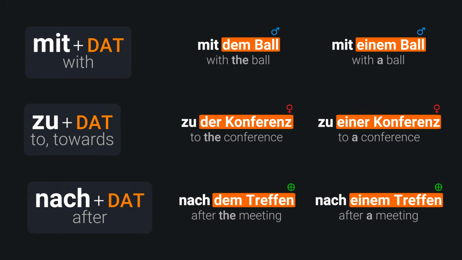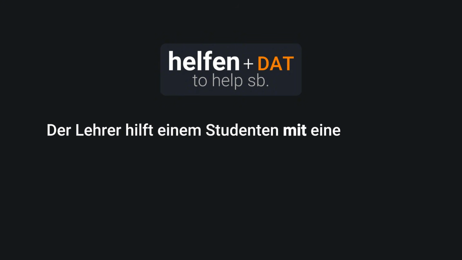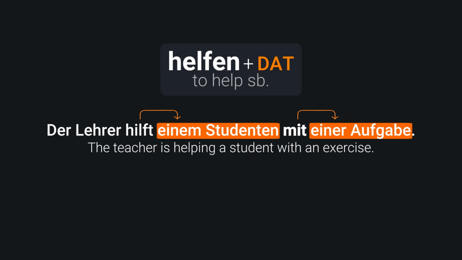We can also use verbs that require the dative, for example, helfen, to help. Der Lehrer hilft einem Studenten mit einer Aufgabe. The teacher is helping a student with an exercise. Now take a closer look at this sentence. Here we can see two nouns in the dative. Student is in the dative case because the verb helfen always requires one, and the word Aufgabe due to the preposition mit, as mentioned earlier. The reason for the articles being different is the gender. Student is male, Aufgabe is female.